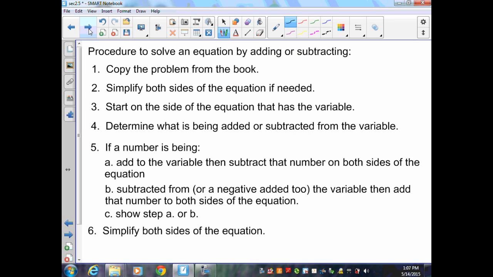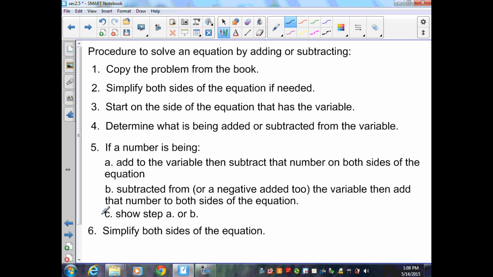Here's the procedure that we want to use to solve equations by adding and subtracting. Step 1, copy the problem from the book. Step 2, simplify both sides of the equation if needed. Step 3, start on the side of the equation that has the variable. Step 4, determine what is being added or subtracted from the variable. Step 5, these are the situations that we can have.